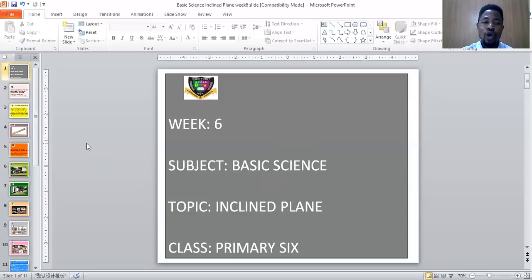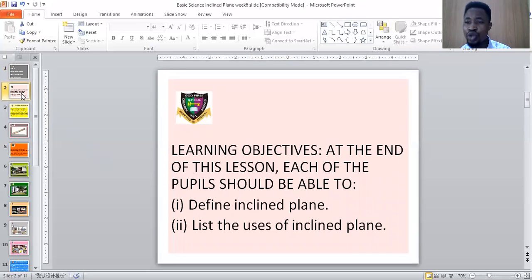All right, before we go into details about this topic, it is very important for us to know what you're expected to know or what you're expected to learn at the end of this class. That is called learning objectives or behavioral objectives. Those are the things you're expected to know or must have learned at the end of the lesson.